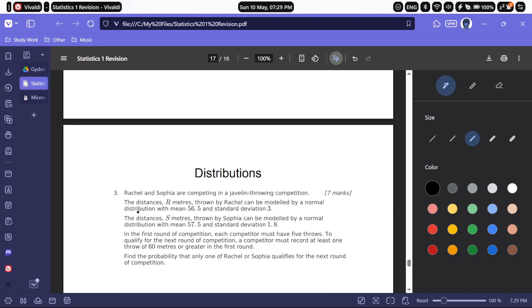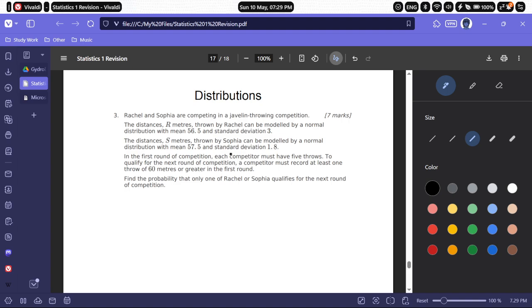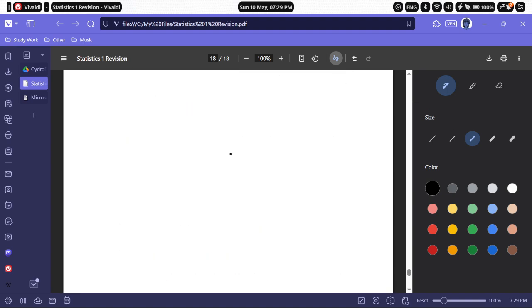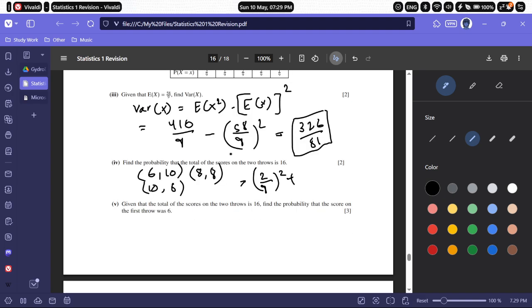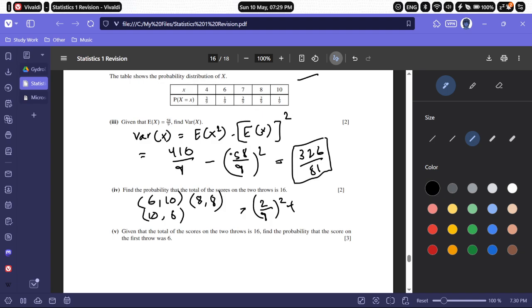Not for too long because there's just 2 pages left. So I'll just cover a bit of distributions and we will then wrap up. So yeah, we are almost done.